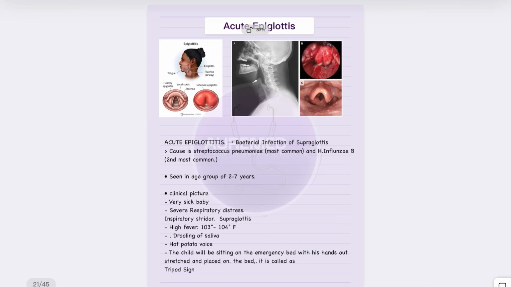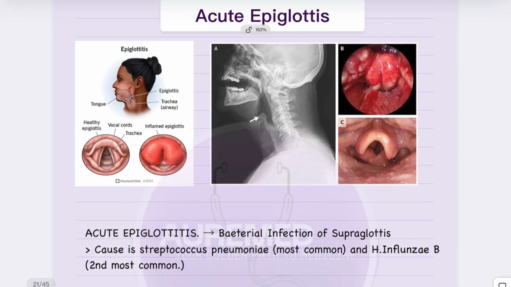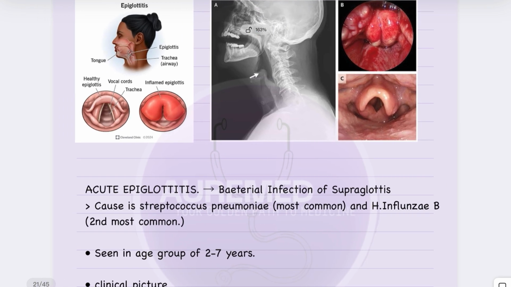The next topic is acute epiglottitis. Okay, what is acute epiglottitis? This is caused because of bacteria. As we have seen, croup was caused because of virus. This one is caused because of bacteria. What are the two important bacteria that can cause acute epiglottitis?